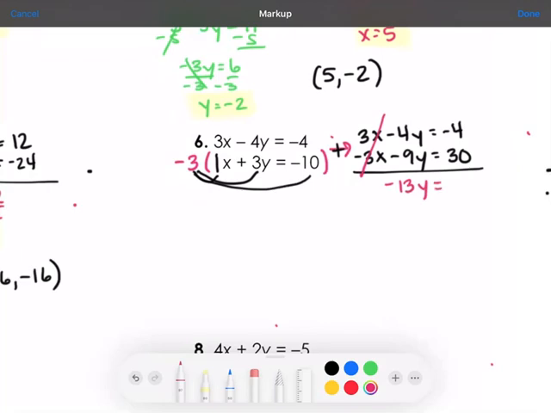And then I have it equals 30 minus 4 is 26. So I'm going to divide both sides by negative 13. And I get y equals negative 2.